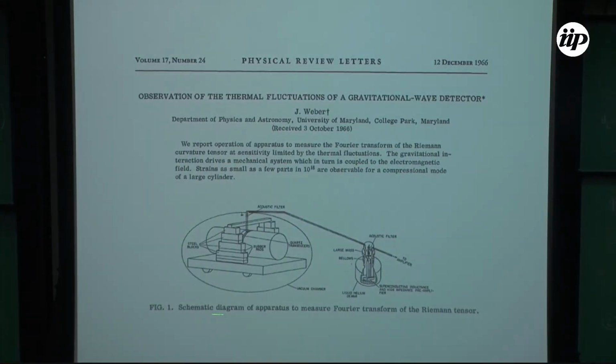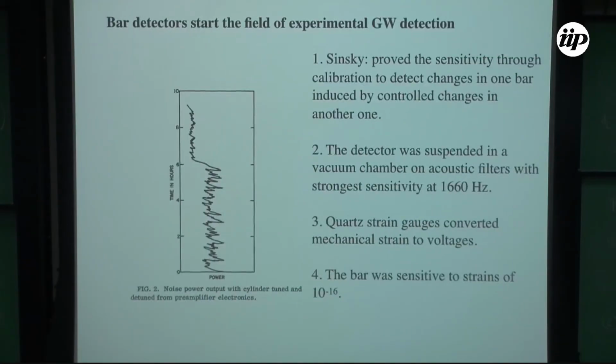So let me show you a few things, because at least for me, it's interesting to see the jargon that we used at the time. This is 1966. And here in the caption for this figure, it says, a schematic diagram of apparatus to measure Fourier transform of the Riemann tensor. Nobody now doing gravitational wave detection data analysis is going to talk in those terms, but it was a different time.